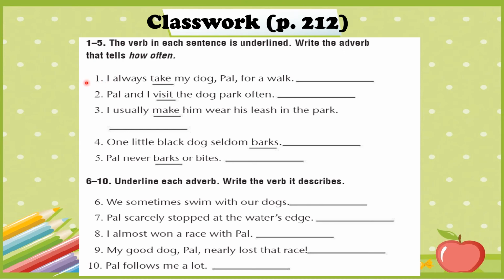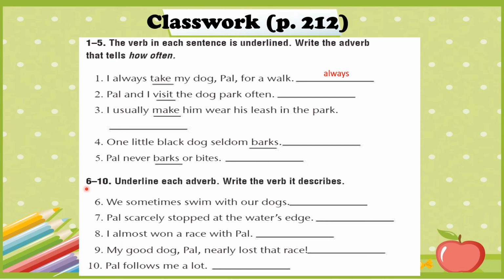1, I always take my dog Pal for a walk. So when do you take your dog Pal? How often do you walk him? In this case, the answer is always. Your verb is right here. Usually the adverb is very close to the verb. But then you have to really be keen in reading the sentences. First, identify where your verb is. Ask yourself the right questions, either when, how, where, how often, or to what degree, and identify the adverb.